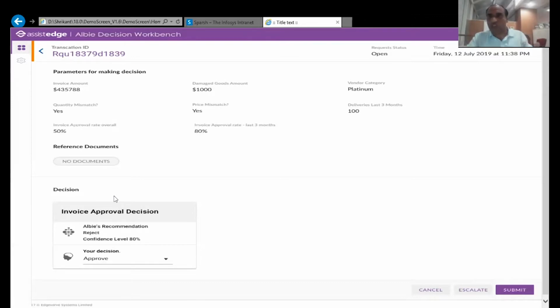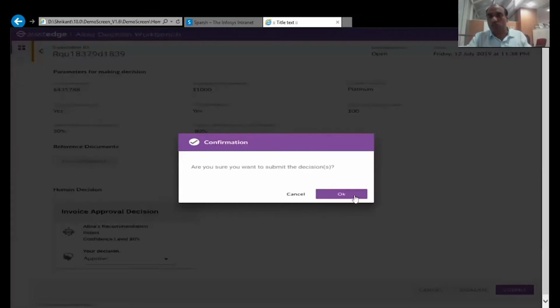The second is that it has a benchmark. It's been told by the machine, "I recommend you to reject it, but my confidence level is 80%." And the third thing is that when the human makes a decision, the decision goes back to the machine learning so that the AIIA becomes smarter with every human decision that is made.